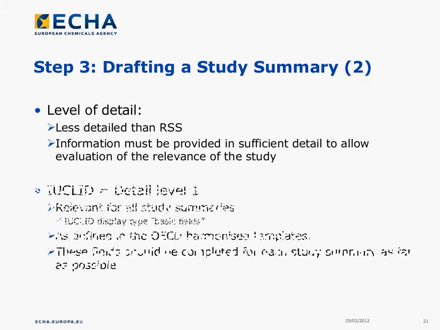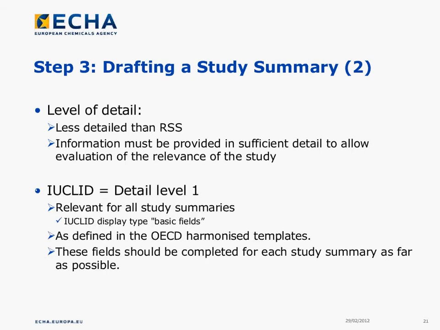In terms of reporting via IUCLID, instead, a detail level 1 is sufficient, which means the completion of the basic fields only. So the level of detail for these summaries is less than for the robust study summaries, but please do not think that this means that they should not be detailed enough to address the relevance of the study in question.